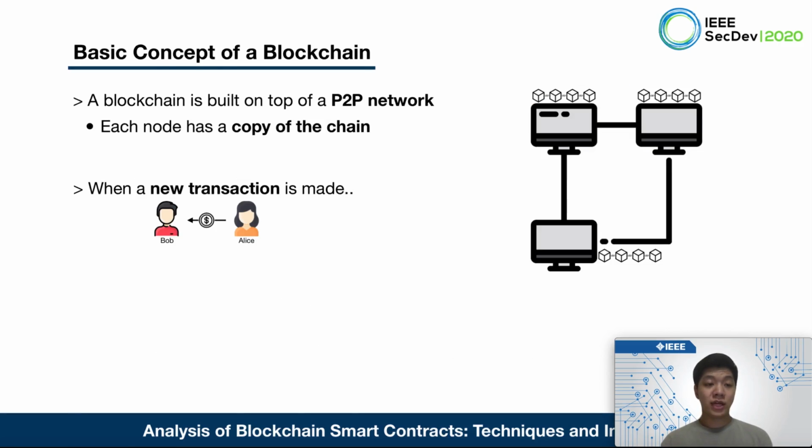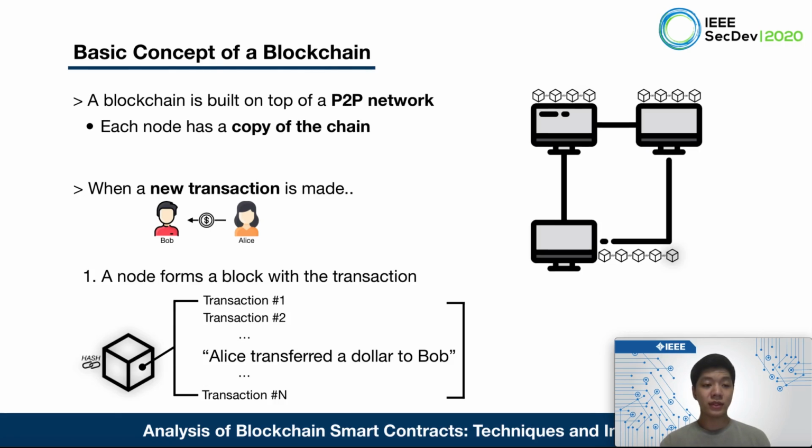Blockchain is built on top of a P2P network, where each node has a copy of the exact same chain. So let's imagine a case where Alice transfers $1 to Bob. The network nodes first create a block on their own. They select transactions to be included in the block and arrange their order. And here we assume that our transaction was selected as well.